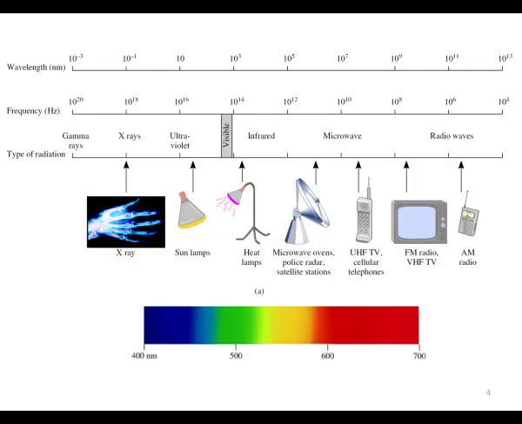Here is a chart showing the wavelength and frequency corresponding to different types of radiation. Notice that visible light, what we can see, is a small part of the electromagnetic spectrum. It ranges from 400 nanometers to 700 nanometers.